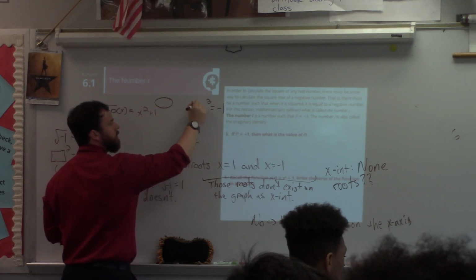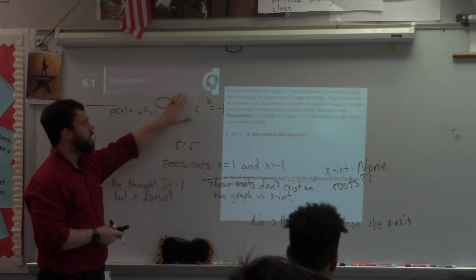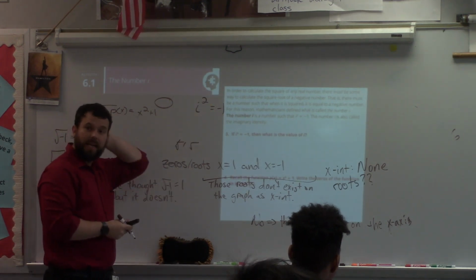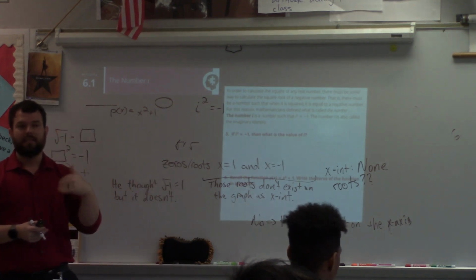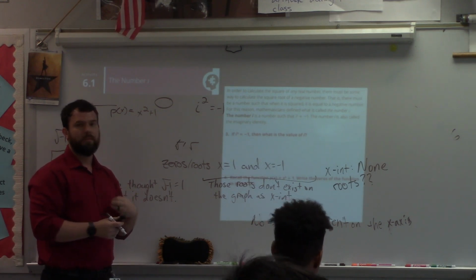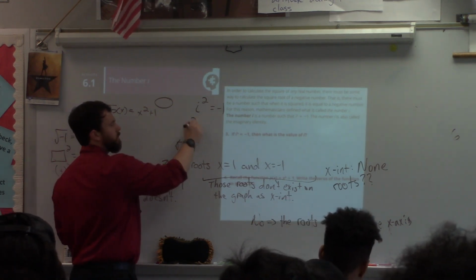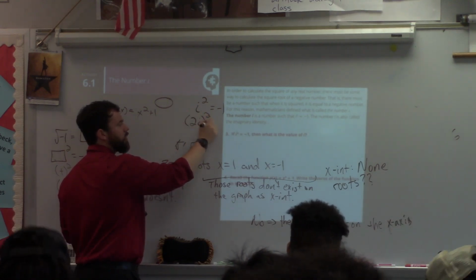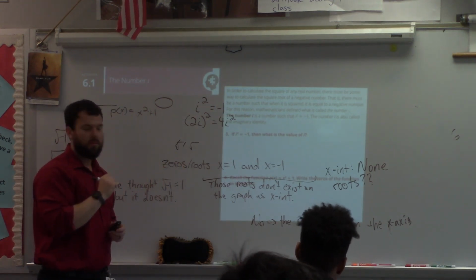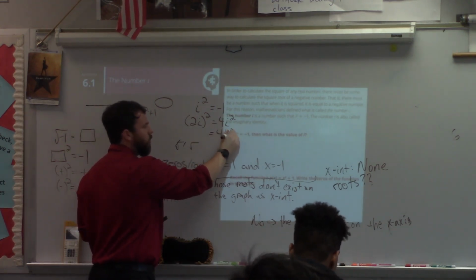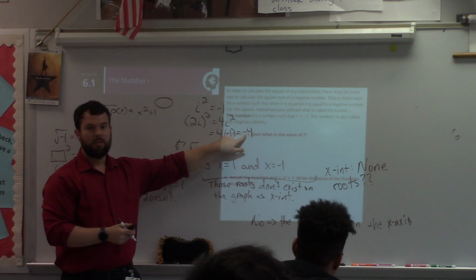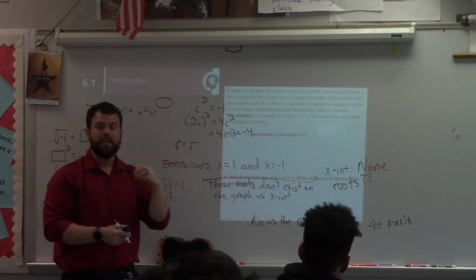For that reason, mathematicians created the number i and defined i such that i squared is negative 1. That's the definition. i stands for the imaginary number. This is so that when I square something, I can get a negative. So if I square 2i, I get 4i squared. What is i squared? So this becomes 4 times negative 1, or negative 4. The number 2i squared gives me a negative 4.